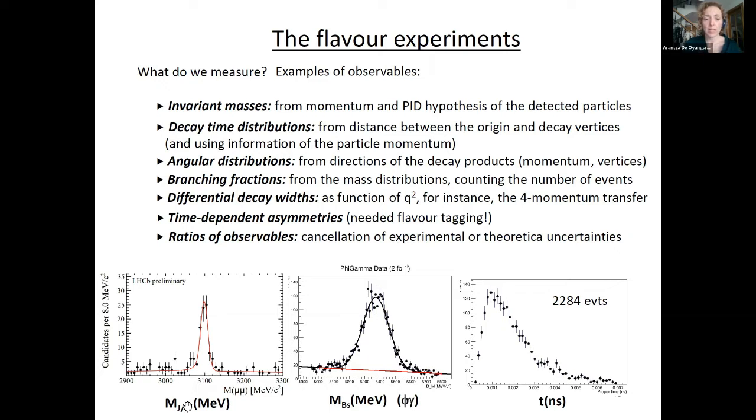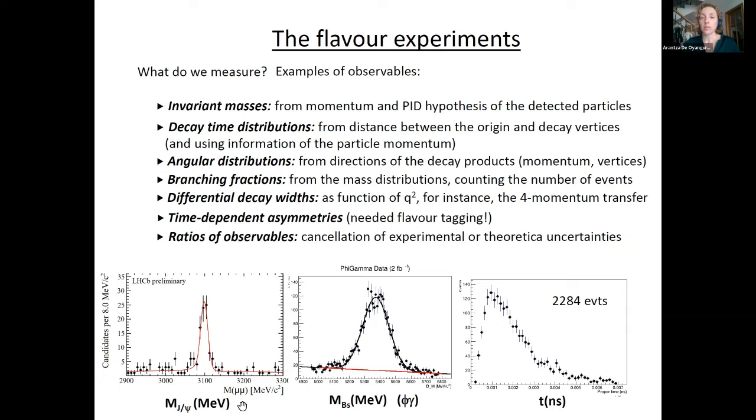So you have, for instance, the J/psi decaying into two muons. We measure decay time distributions. This you can do from the distance between the origin and the decay vertices, and using information of the particle momentum. So you have the decay length and the momentum. You can measure the decay time distribution. You measure angular distributions also. These are also important observables.